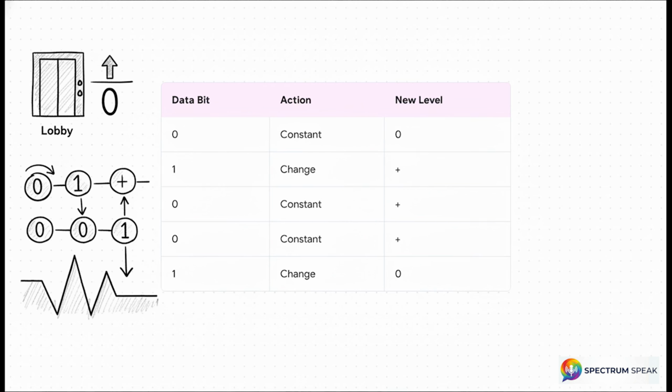Following that, we get 2 zeros in a row. So what do we do? We hold. The voltage just stays flat at positive for both of those clock cycles. Then bam, we get another 1. The rule is move. The next state in the sequence after positive is right back to 0.